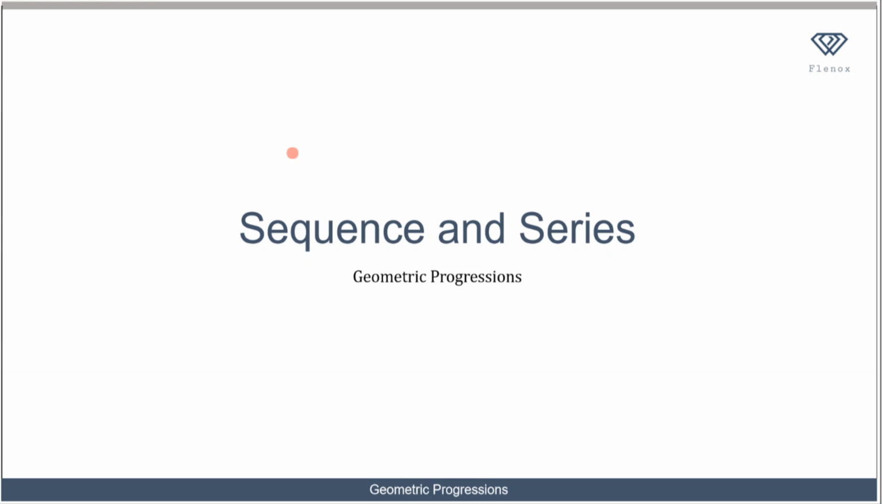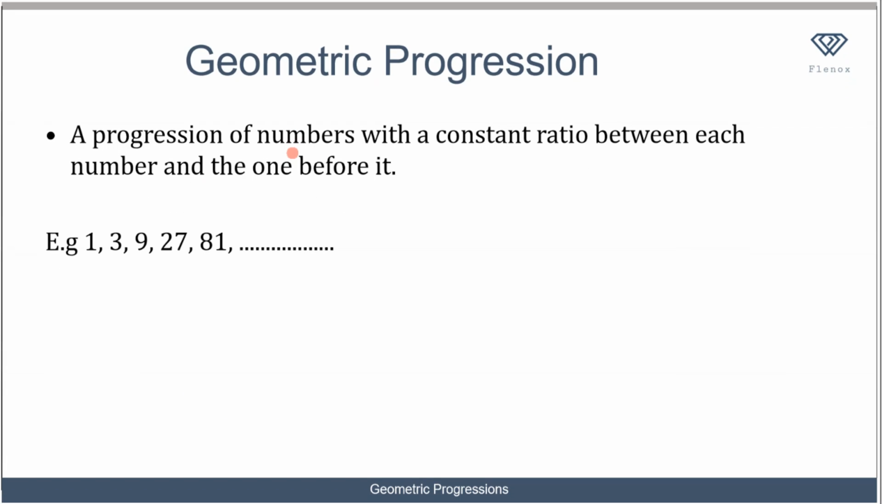Let's look at geometric progressions now. So what is a geometric progression? A progression of numbers with a constant ratio between each number and the one before it. So what do I mean by this? Let's take a look at this example where we have 1, 3, 9, 27 and 81.